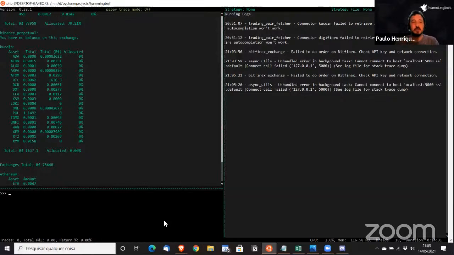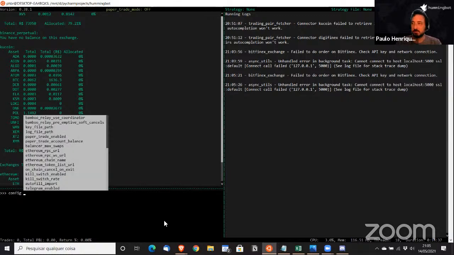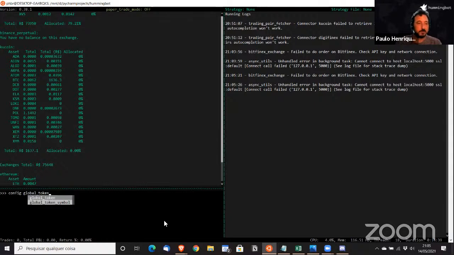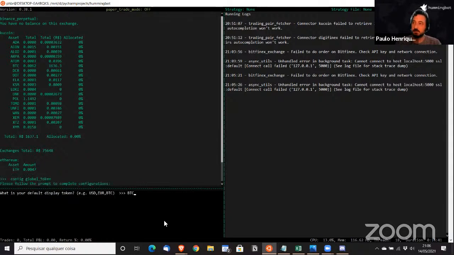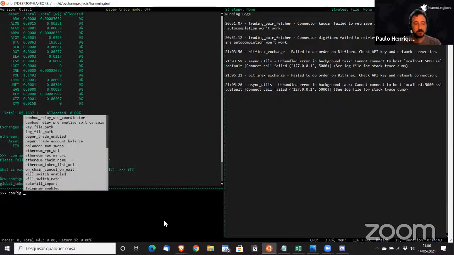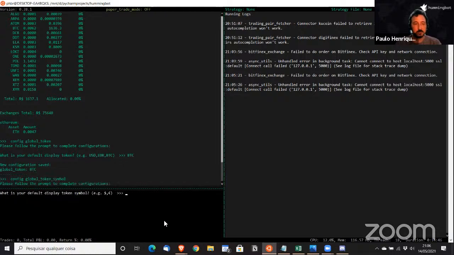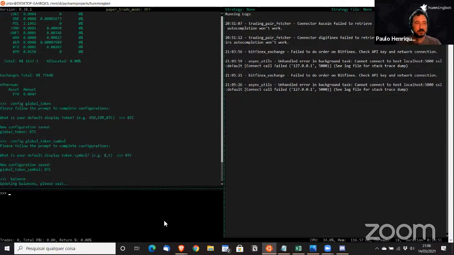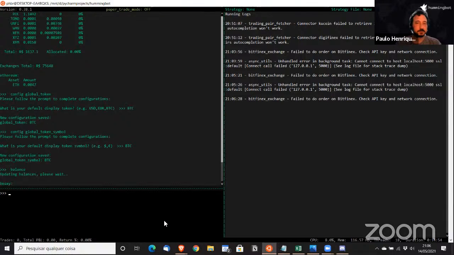You can see it in your local currency, or if you are a hardcore Bitcoiner, you can do config global token BTC. A few seconds, and then config global token symbol BTC. One, two, three, here it comes. Right, so I hit balance again, and it loads up the information.